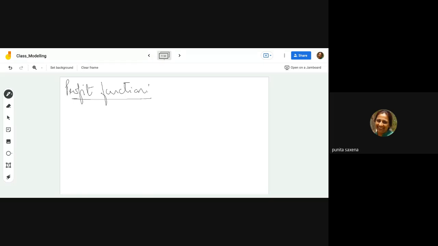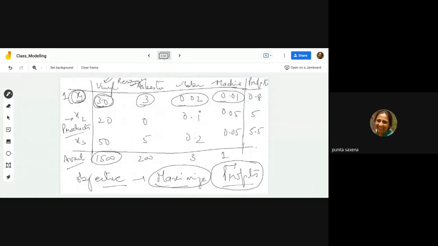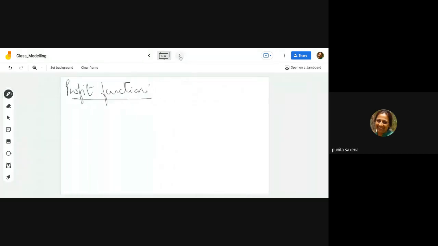Okay. So we have to identify the profit function. To identify the profit function, 1 unit of floor covering is giving us this much profit. And how many floor coverings are we producing? X1. So how much profit can we expect from floor coverings? 0.8 x1. Okay?